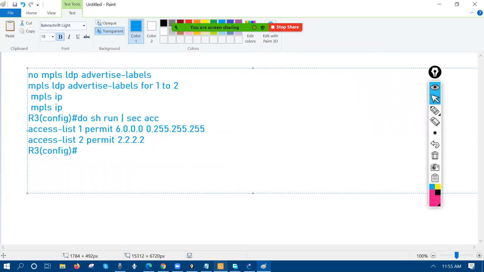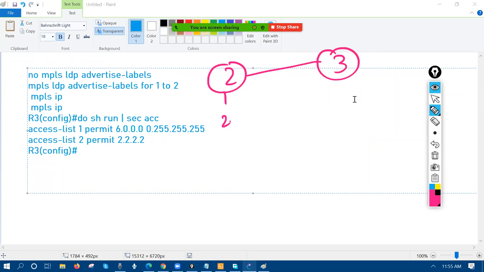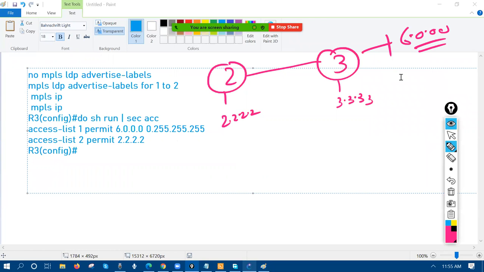See, R3 is there, R2 is there. R2 has a loopback, R3 has a loopback. And there's a prefix behind R3, 6.0.0.0. What I'm telling this person is, I have multiple prefixes, not only 6.0.0.0. They have a 7.0.0.0 as well, and they have an 8.0.0.0 as well, right? What I want is that R3 only advertises the label only for this prefix.